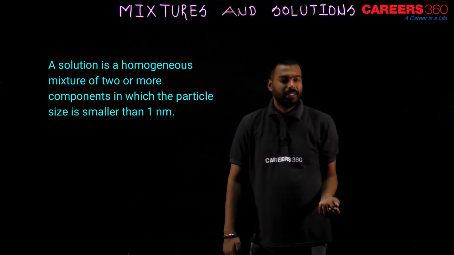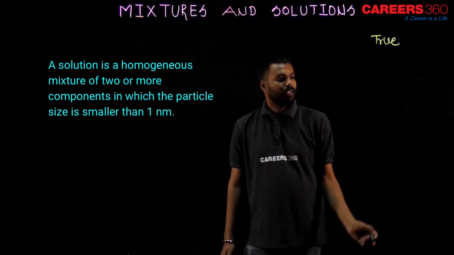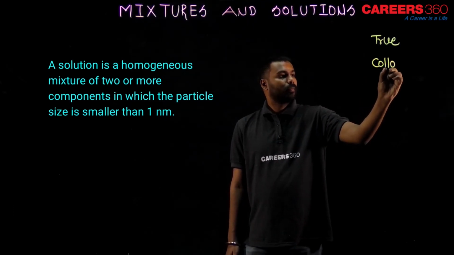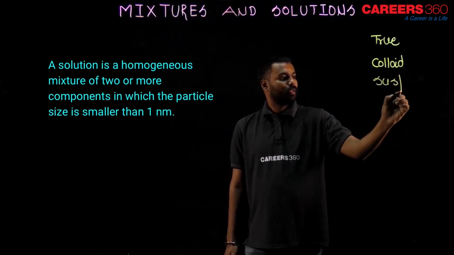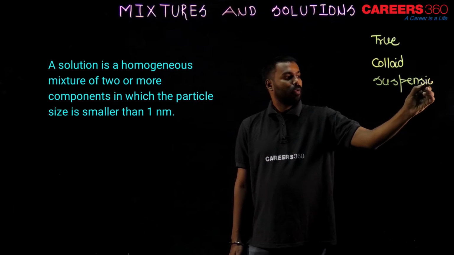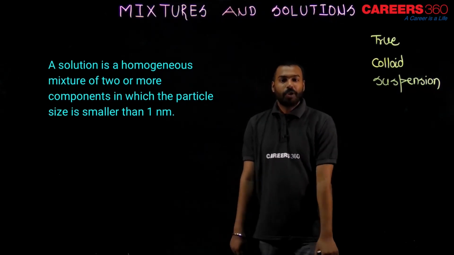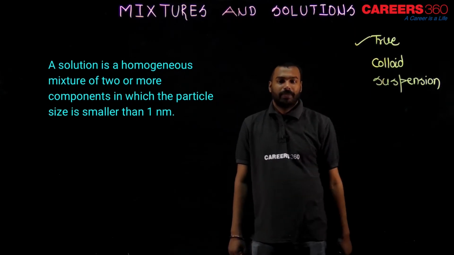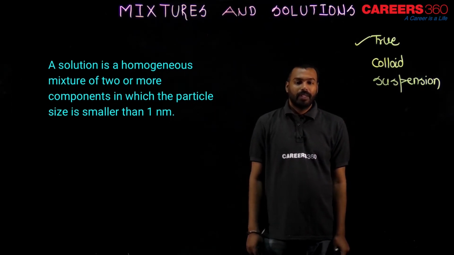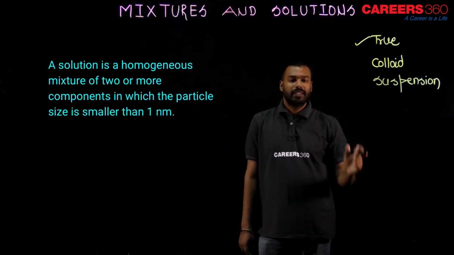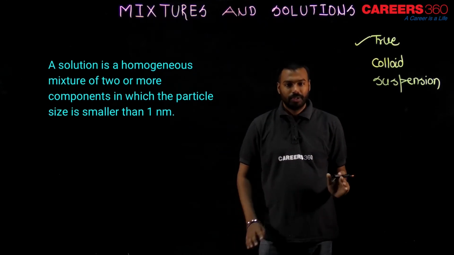Let me explain that. One is true solution, okay, and other is colloidal solution, and the third is suspension. All we will study in this chapter only, but slowly. So, today's topic of discussion is true solution. In true solution, the particle size is 1 nanometer, and in colloidal solution it is greater than that. We will discuss it in a separate video. I am not going to talk about colloidal solution today.